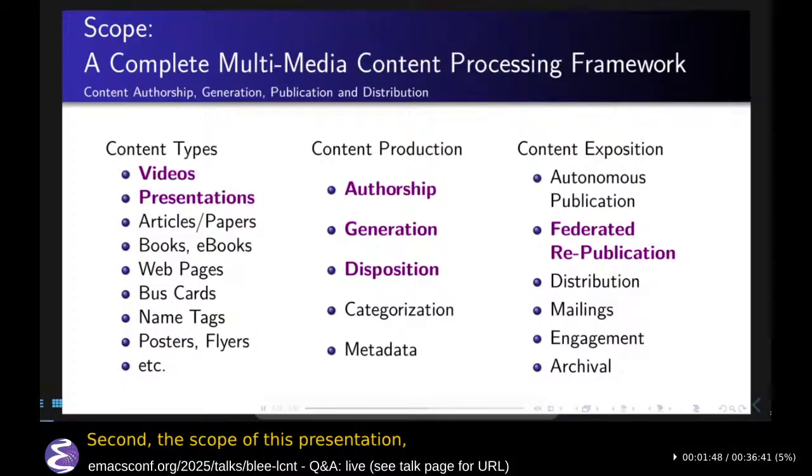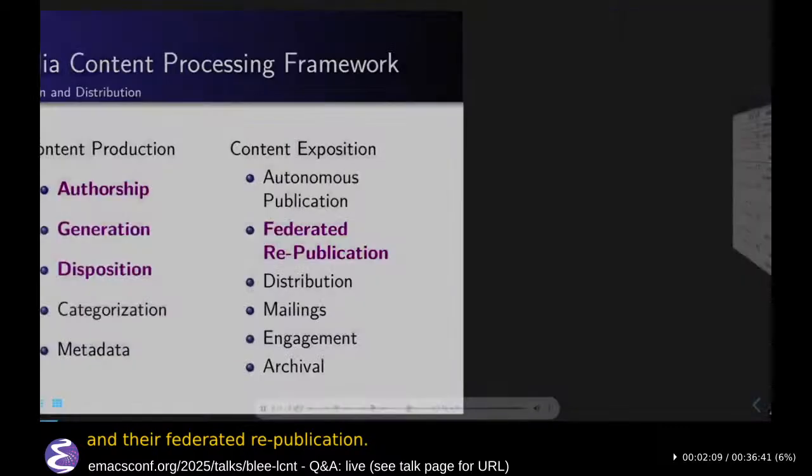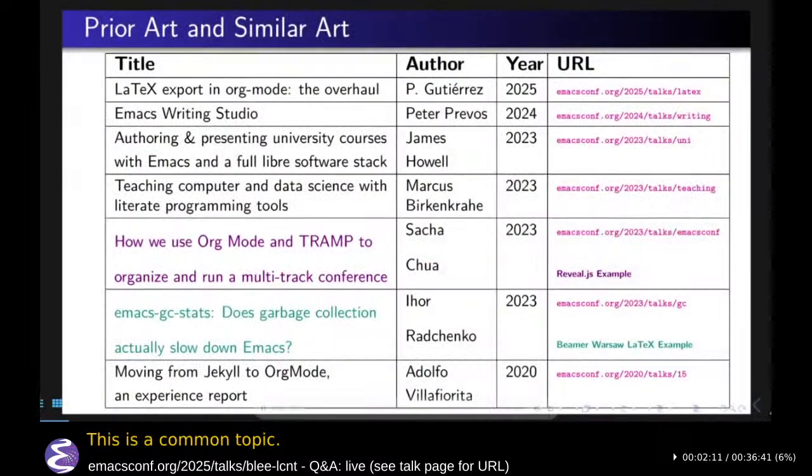Second, the scope of this presentation, which is more limited. In this presentation, I confine myself to the bullets in violet ink. Here, I focus on presentation and video as content types, and their authorship generation and their federated republication. This is a common topic. It makes good sense for us to start with a review of prior art and similar art.